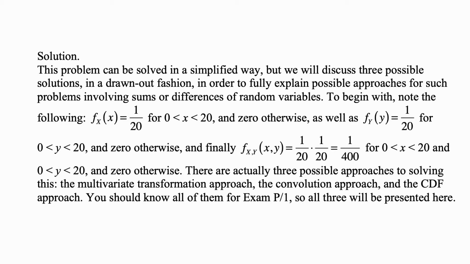To begin with, note that f sub X of x is 1 over 20 for x between 0 and 20 and 0 otherwise, and f sub Y of y is 1 over 20 for y between 0 and 20 and 0 otherwise. The joint density of X and Y, f sub XY of x, y, is the product of the two because they're independent, so it's 1 over 400 for x between 0 and 20 and y between 0 and 20, and 0 otherwise.